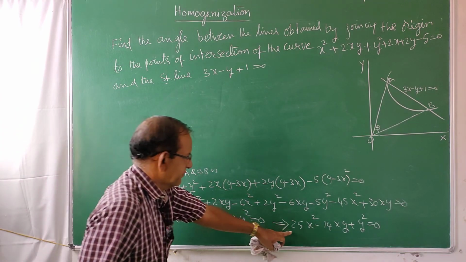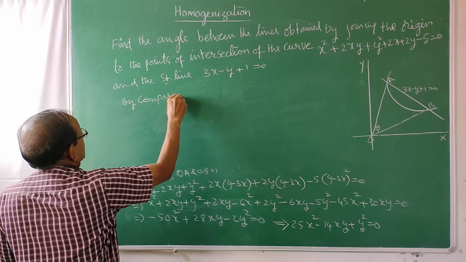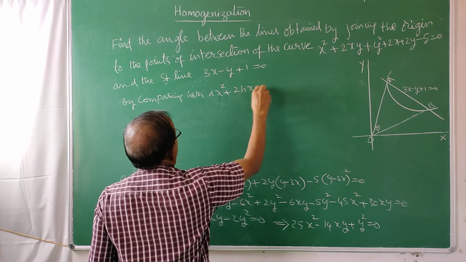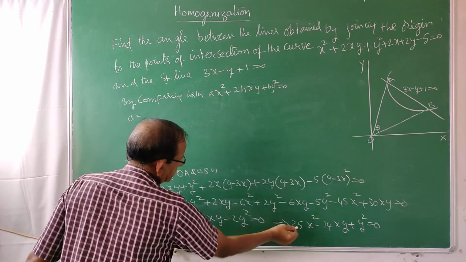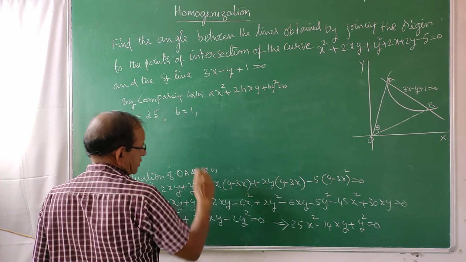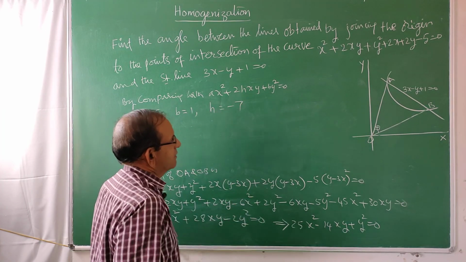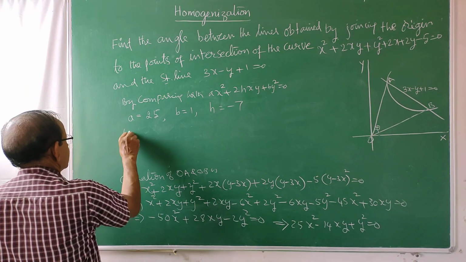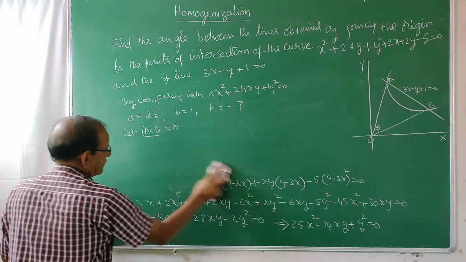Now by comparing this equation with ax square plus 2hxy plus by square is equal to 0, a is equal to 25, b is equal to the y square coefficient, that is 1, and 2h is minus 14, so h is equal to minus 7. Now let us take the angle between these two lines OA and OB as theta. Let angle AOB equal theta.